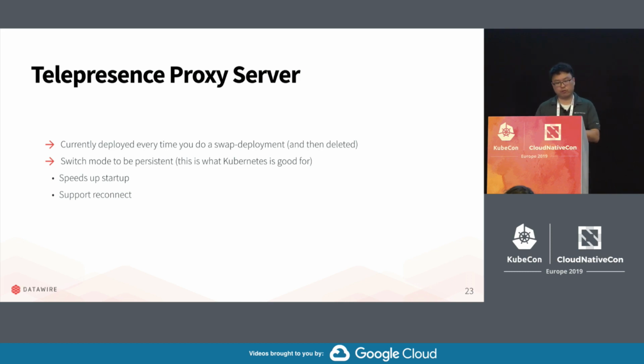and there are two real benefits to that. One is startup is much faster, because as you saw, startup is a little slow. One of the reasons for that is we're downloading this Docker image and deploying this proxy server. And the other thing is it will support reconnect. There are people who work on trains with spotty internet, and so they can do a little bit of coding, and then they can reconnect.